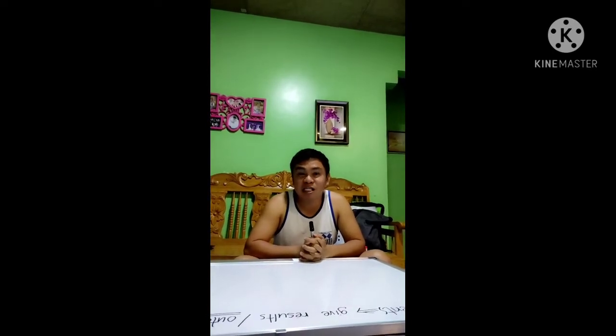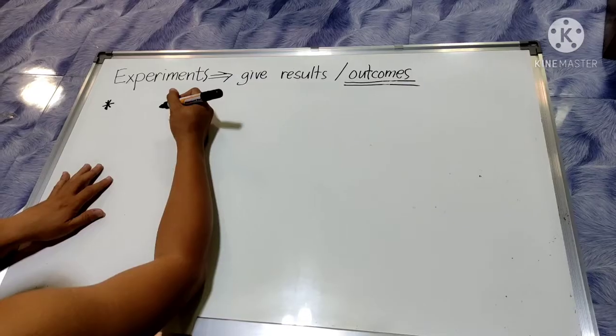I have already shown to you guys how to get the sample space of experiments that involve a single object only. So we dealt with simple events. Now, what if two objects are involved in an experiment? How will you list down the elements and how will you determine the events as well as the sample space? So, take a look at this.